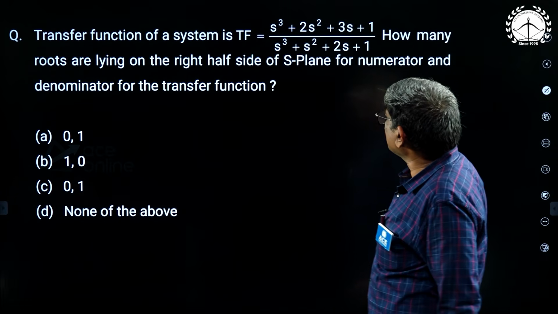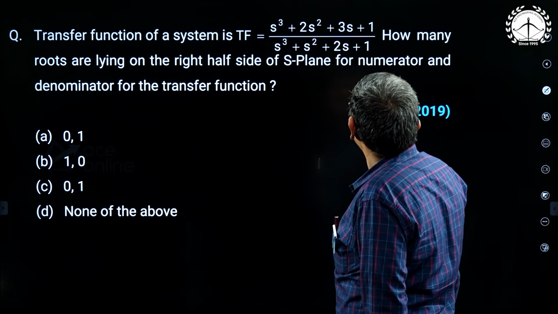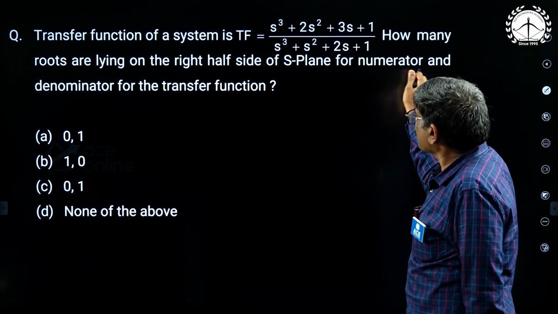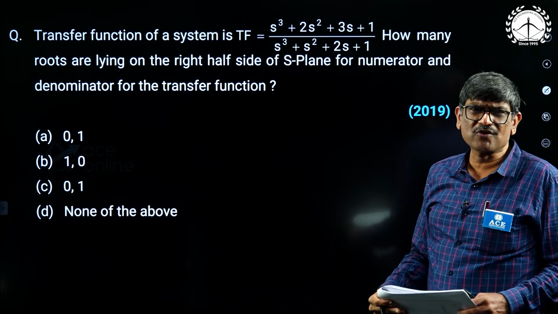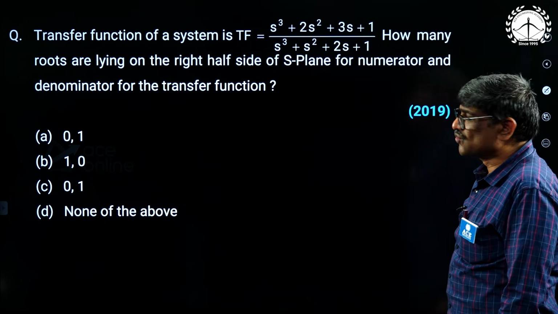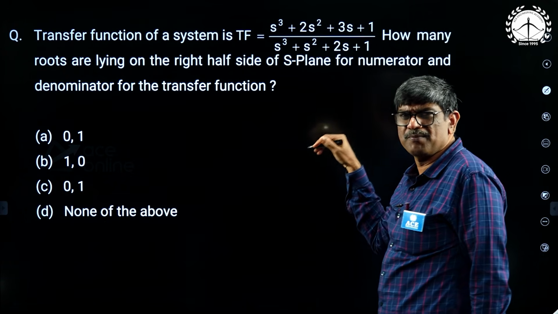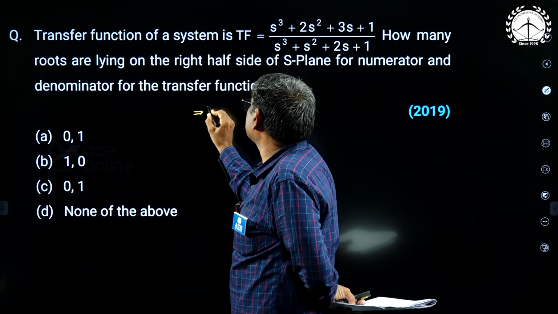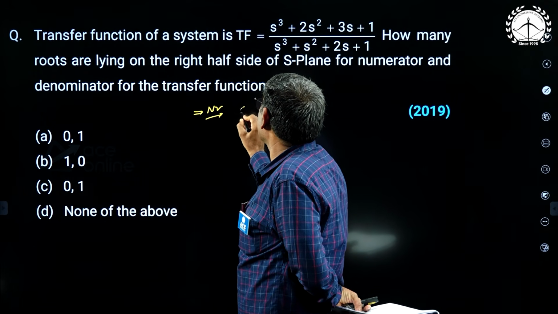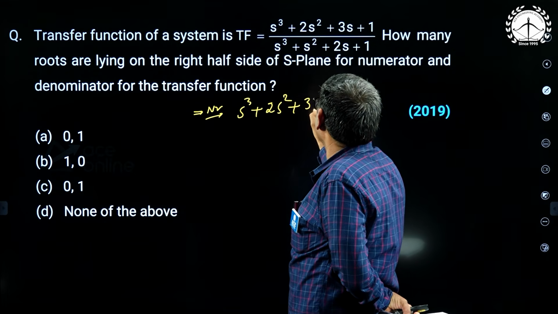Here see the transfer function of the system, how many roots lie in the right of the S plane for numerator and denominator. Whenever a question comes on the roots, there is no alternative other than the RH criteria. It may be roots of the numerator or roots of the denominator. First I will take the numerator: s cube plus 2s square plus 3s plus 1.